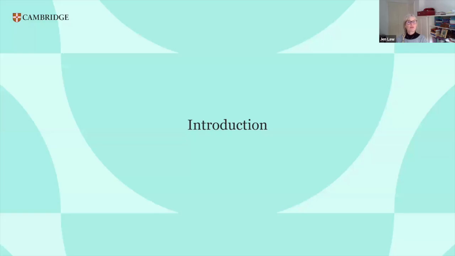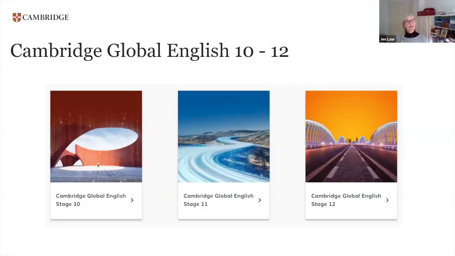So let's just start with a very brief introduction. On screen, you can see three images of our lovely new Cambridge Global English 10 to 12 course books. They're packed full of all sorts of exciting things, and we're going to talk about a few of those during this session. But I'll leave it until the end for my colleague Bridget to talk to you more about the other resources that support the course book too. We have lots of exciting things online that you might want to have a look at.